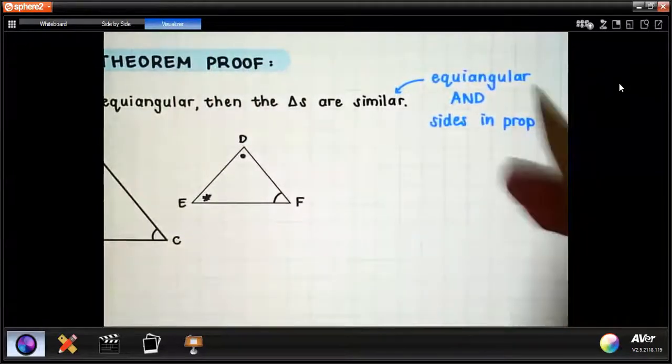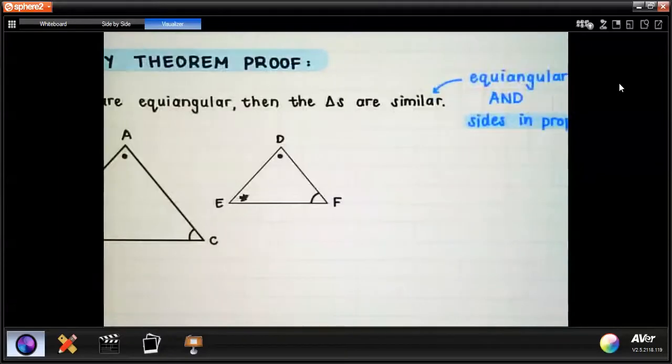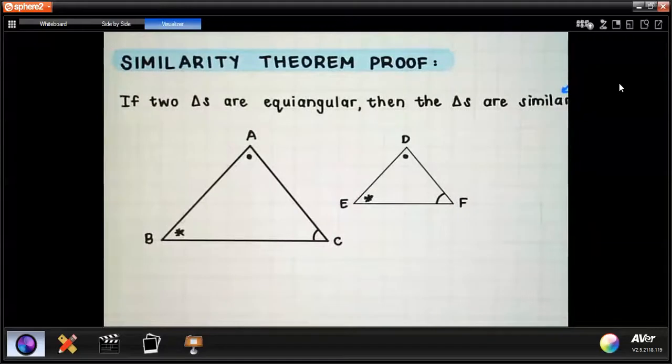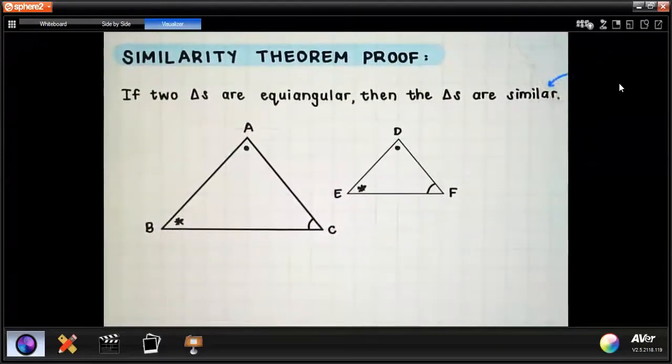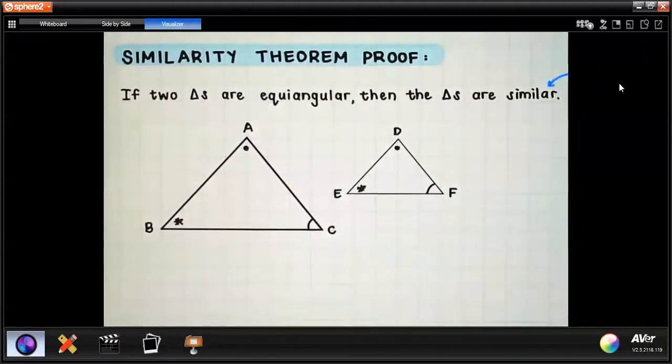We are going to prove that their sides are in proportion. It's given that they're equiangular, we have to prove the second bit. So this is the diagram as it will look probably. They will give you two triangles, and of course they can give you different letters from the ones that I've used here, and you will need to adjust your proof depending on the letters that they've given you.